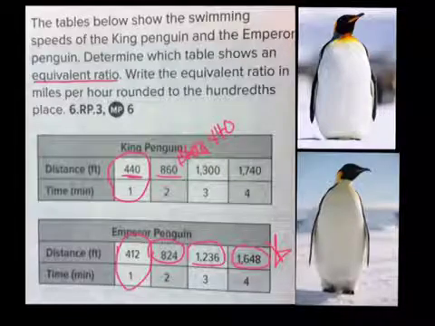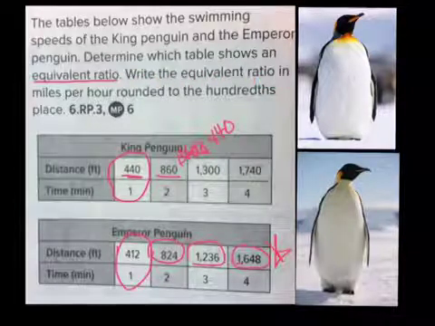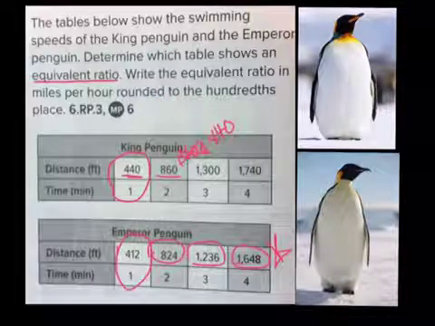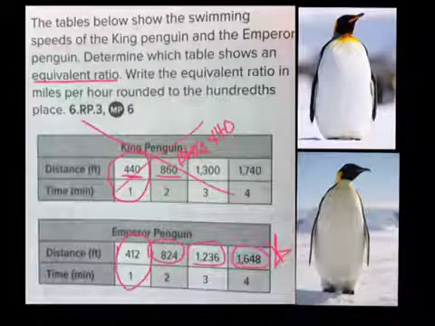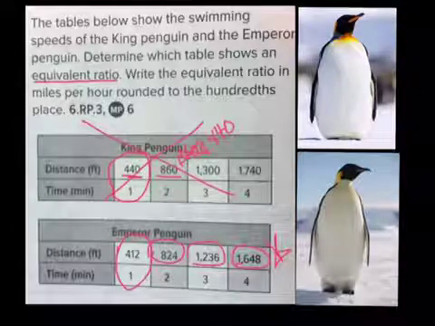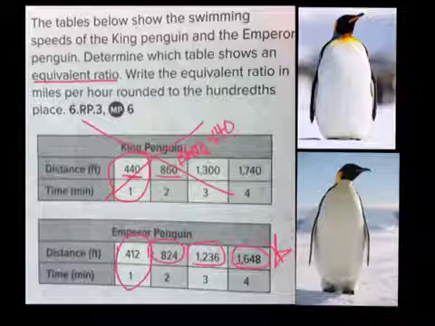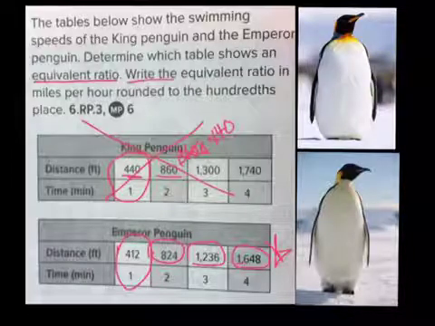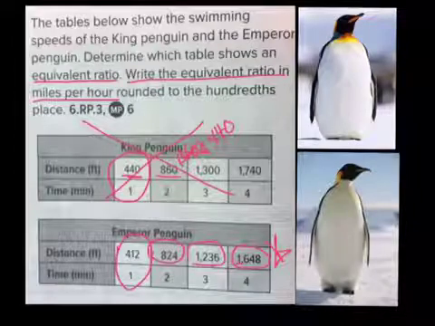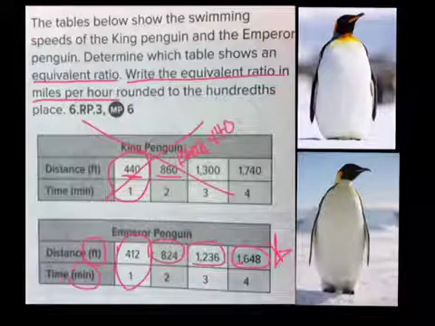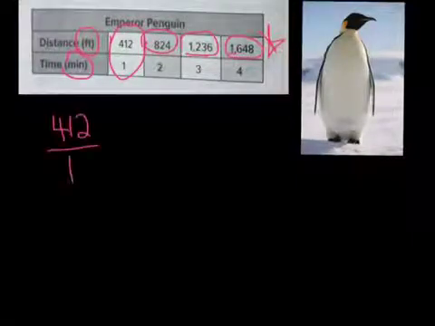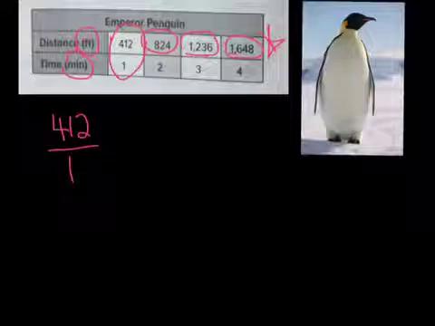Now, write the equivalent ratio in miles per hour rounded to the 100th place. So now let's forget about the king penguin, because now we're looking at the emperor penguin, because that is the equivalent ratio, and now they want us to write the equivalent ratio in miles per hour. Here we have feet per minute. So let's write out the unit rate. Okay, 412 feet for 1 minute.